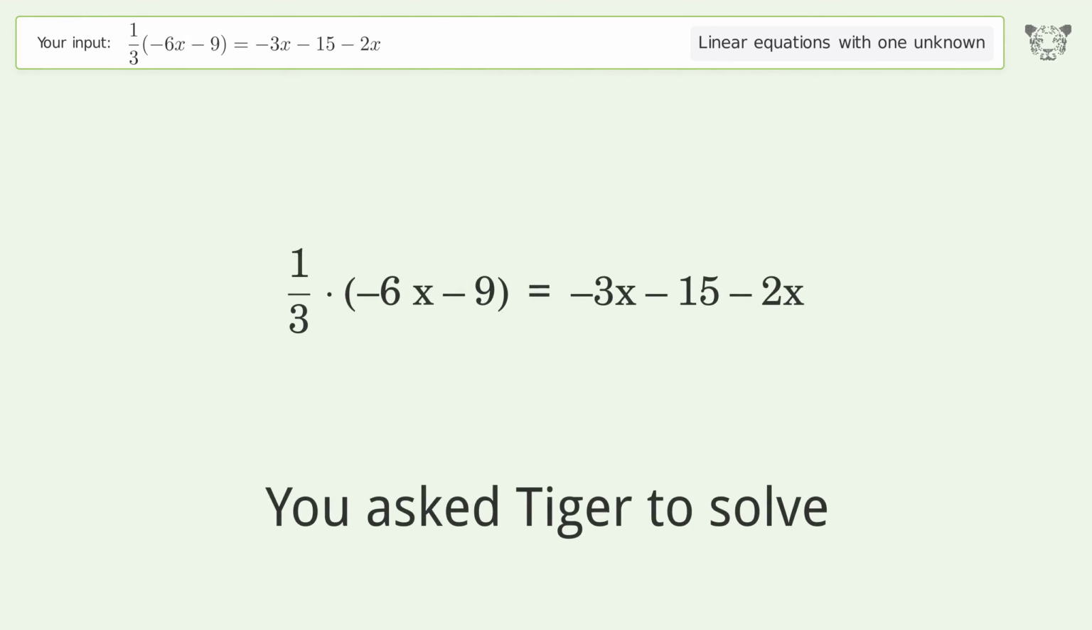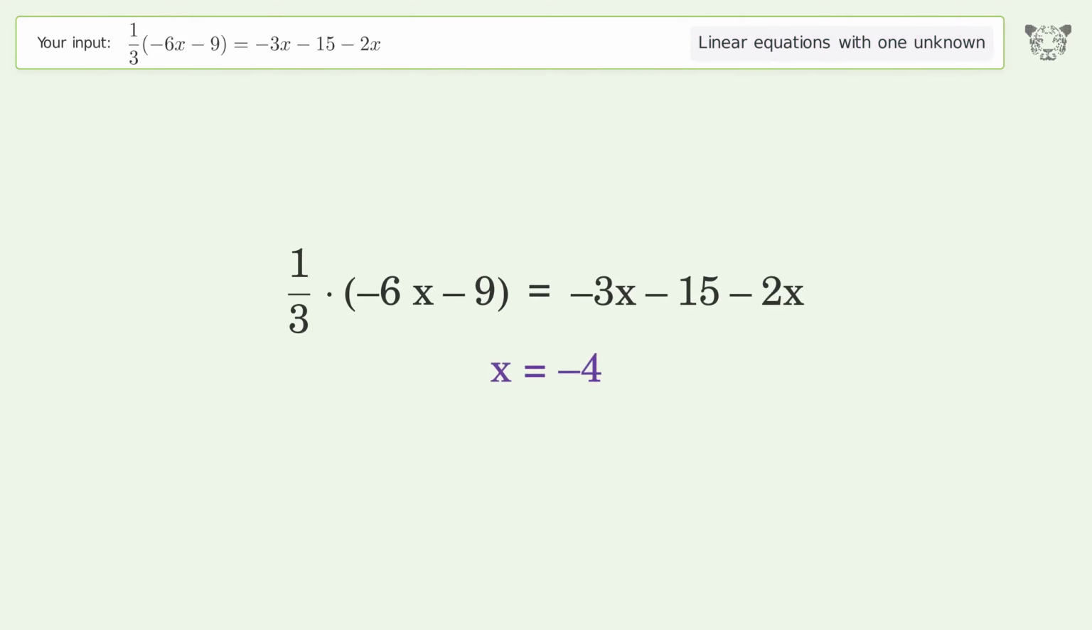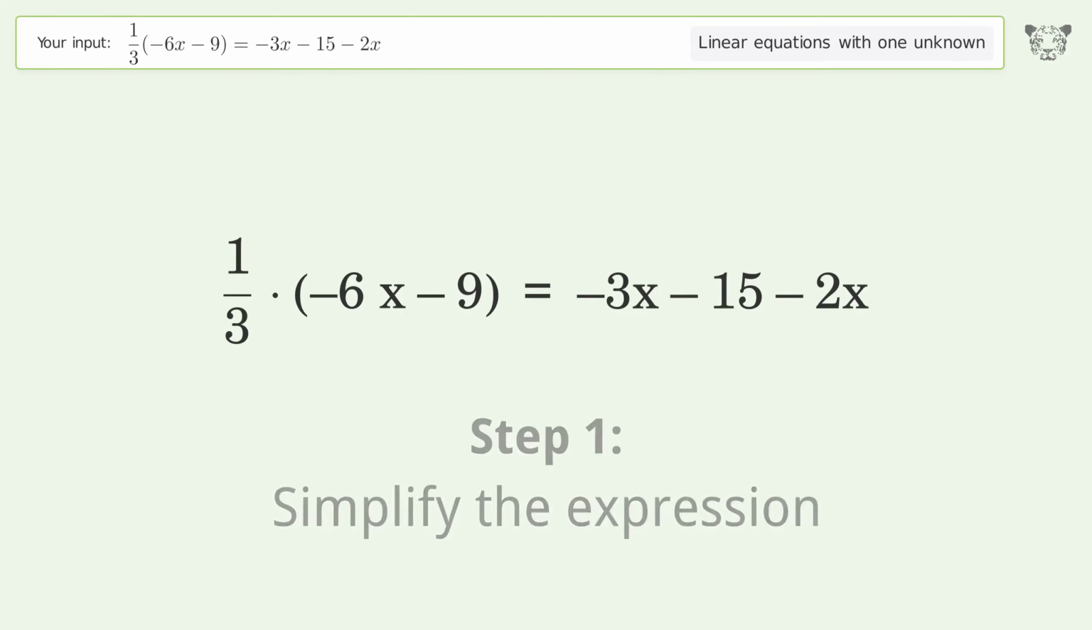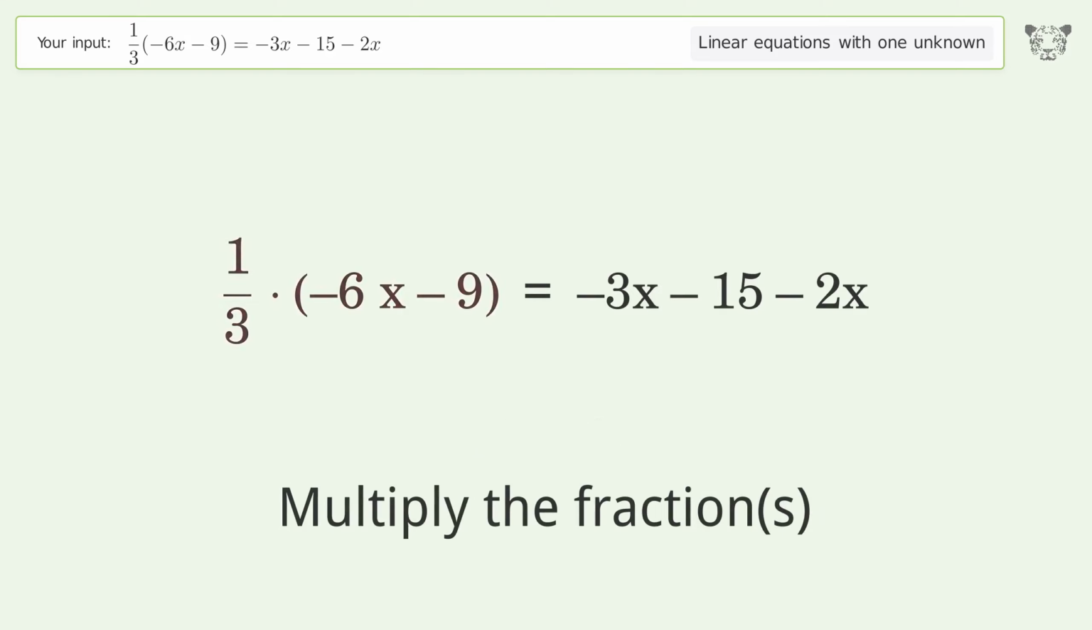You ask Tiger to solve. This deals with linear equations with one unknown. The final result is x equals -4. Let's solve it step by step. Simplify the expression. Multiply the fractions.